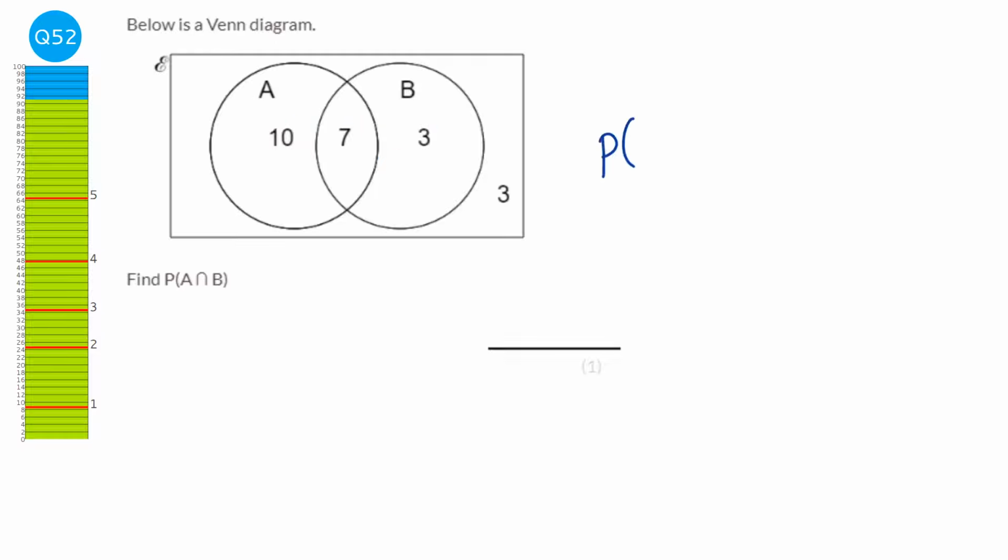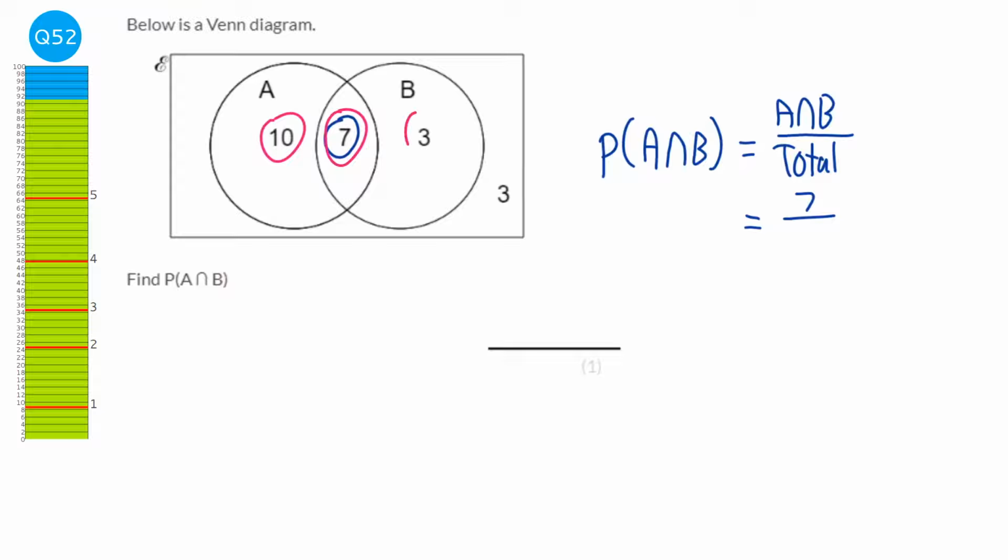So to find the probability of A and B, which is what that sign means, we're going to work out the amount of people, or the amount in A and B, and we're going to put that over the total amount. So A and B means it's the overlap, so that's going to be 7, and the total amount is all of the numbers added together, which will be 23. So our answer is that the probability of picking A and B is 7 over 23.